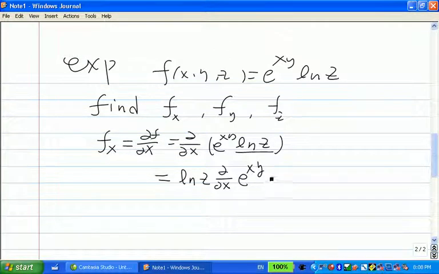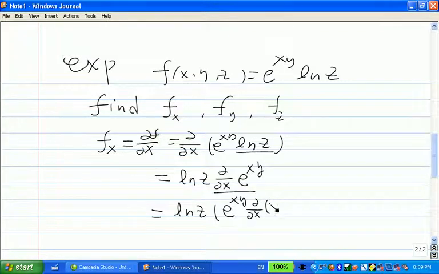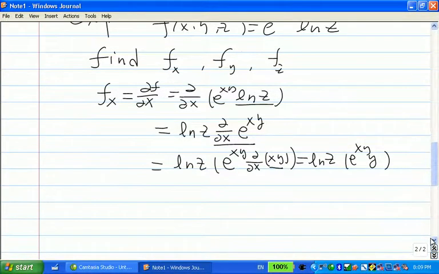And since we are talking about a partial derivative with respect to x, that means you treat y as a constant. Therefore, you have ln z, then e to the xy, then you take a derivative. Use the chain rule. You take a derivative again on xy. Treat y as a constant, they give you y. So we find the partial f with respect to x.